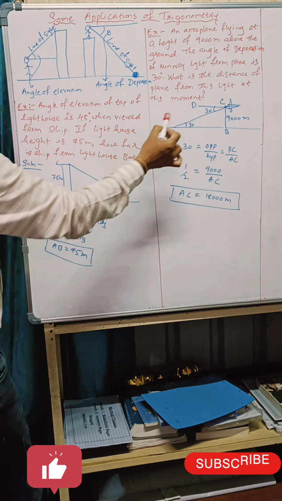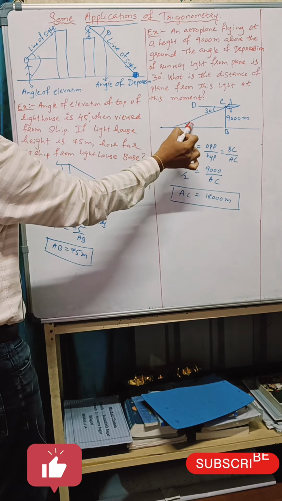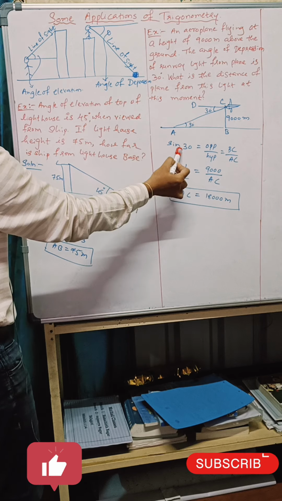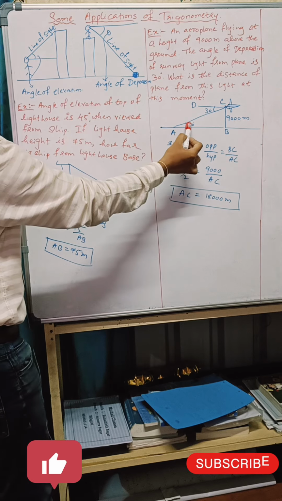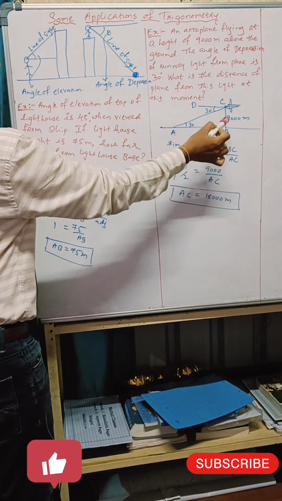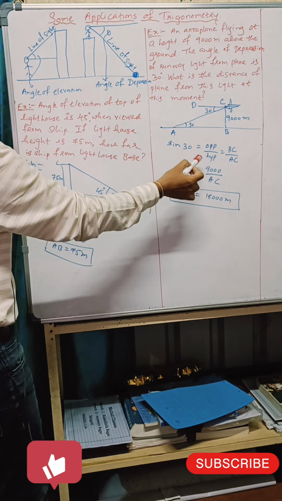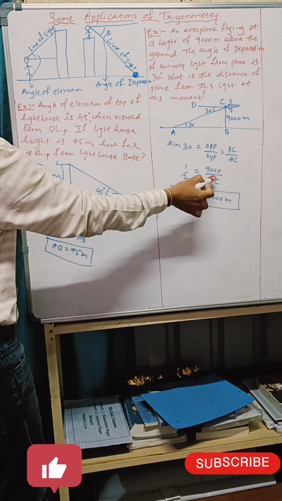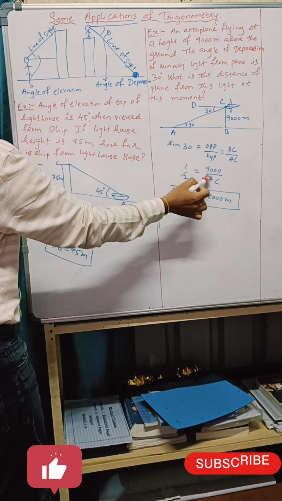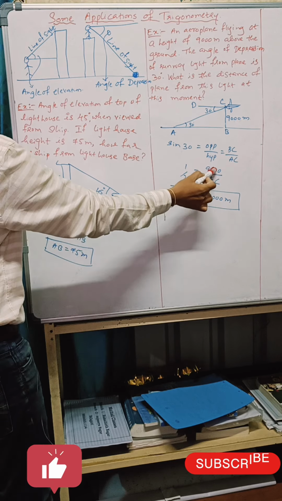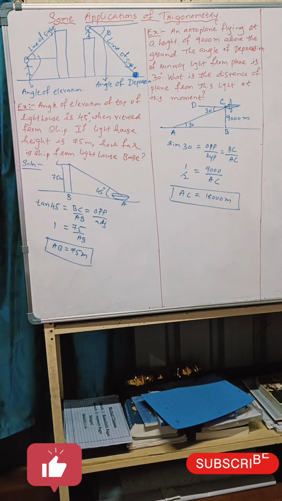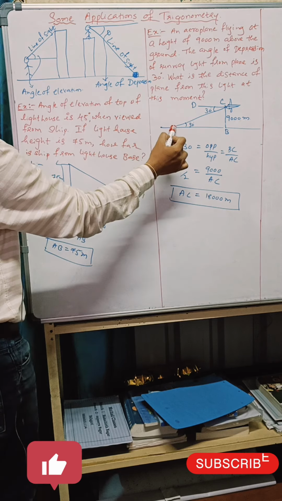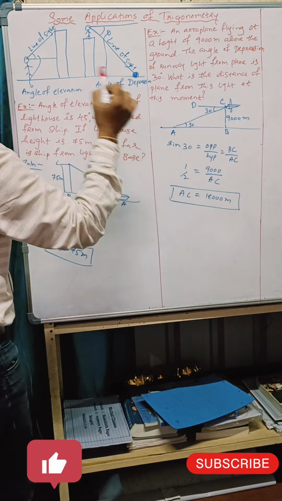Here, this is 30 degrees, and this is also 30 degrees because of alternate interior angles. Sine of 30 degrees is nothing but opposite by hypotenuse, that is BC by AC. Sine 30 is 1 by 2, and BC is 9000 divided by AC. Cross multiply this: AC into 1 is AC, and 9000 into 2 is 18,000 meters. So the distance of the light from the plane is 18,000 meters.